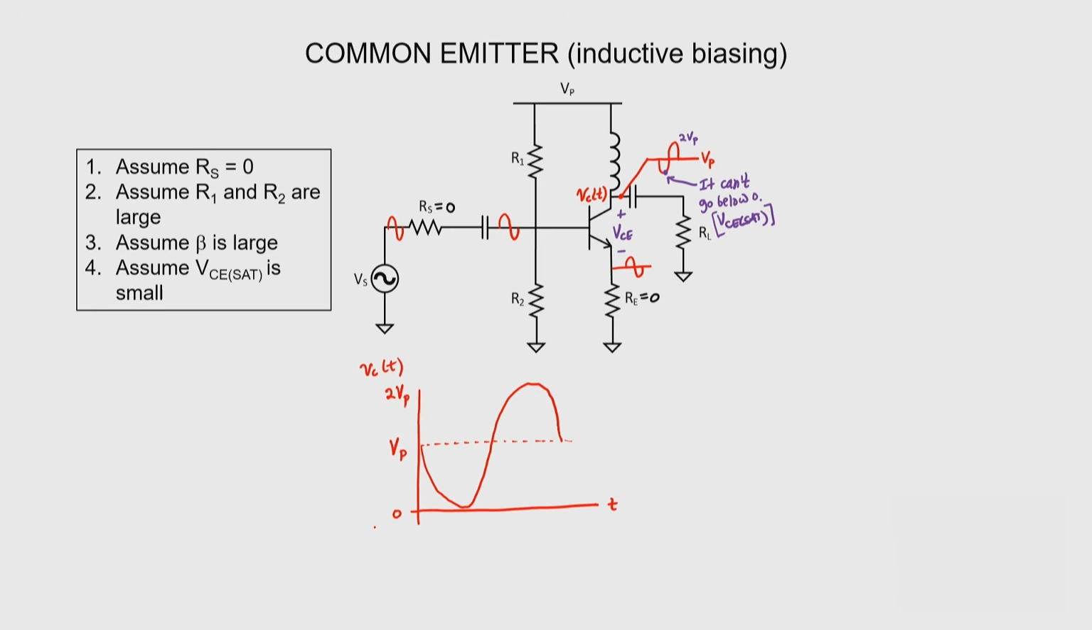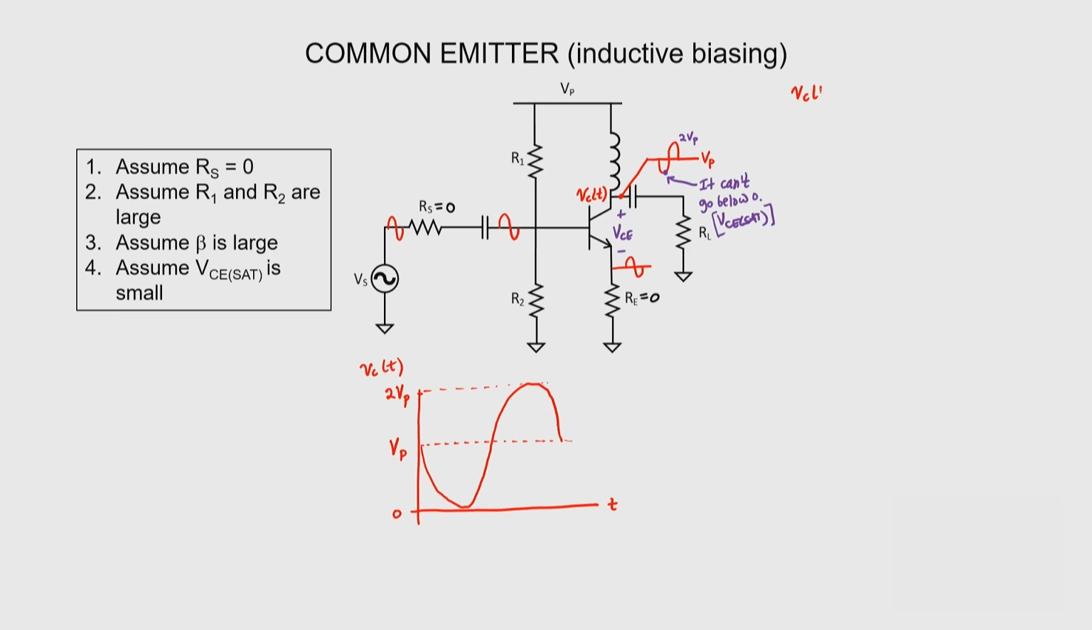At its lowest point, it just touches ground, and at its highest point, it touches 2 Vp. From this graph, we can come up with an expression for our collector voltage as a function of time. Our collector voltage has a DC average and a sine wave added to it. Our load voltage is just the AC portion of our collector voltage. The capacitor filters out the DC offset.